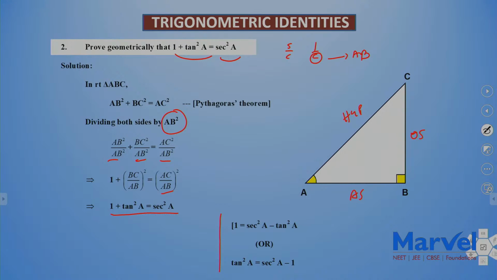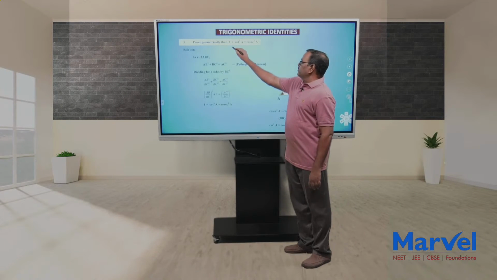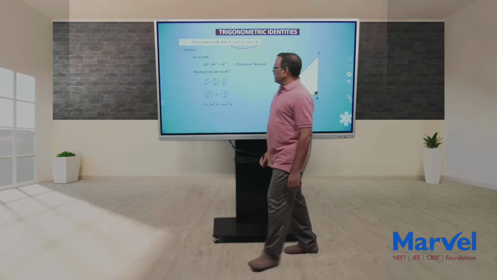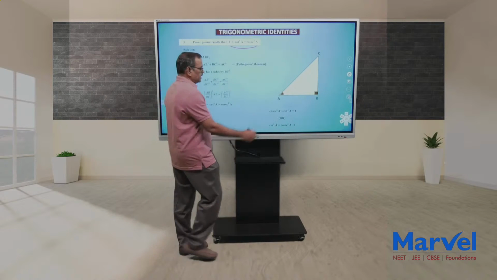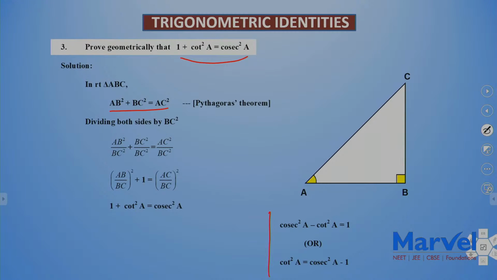And the third proof: prove geometrically 1 plus cot square A equal to cosecant square A in right triangle ABC, right angle at B. By Pythagoras theorem, AB square plus BC square equal to AC square. The first case we divided by AC square, the second case by AB square, and in the third identity we divide both sides by BC square. So AB square by BC square, BC square by BC square, equal to AC square by BC square. AB square by BC square is AB by BC the whole square, plus 1 equal to AC by BC whole square.